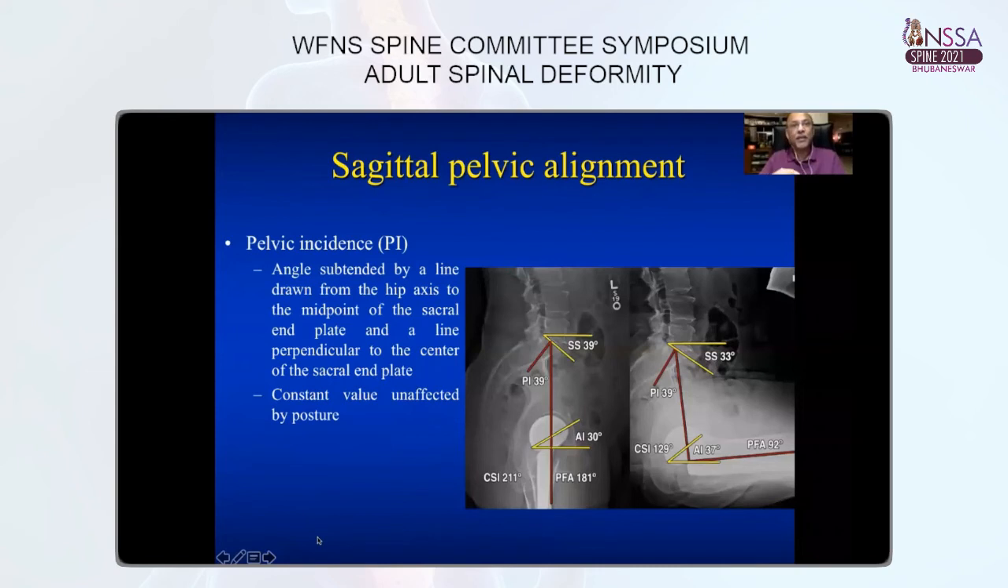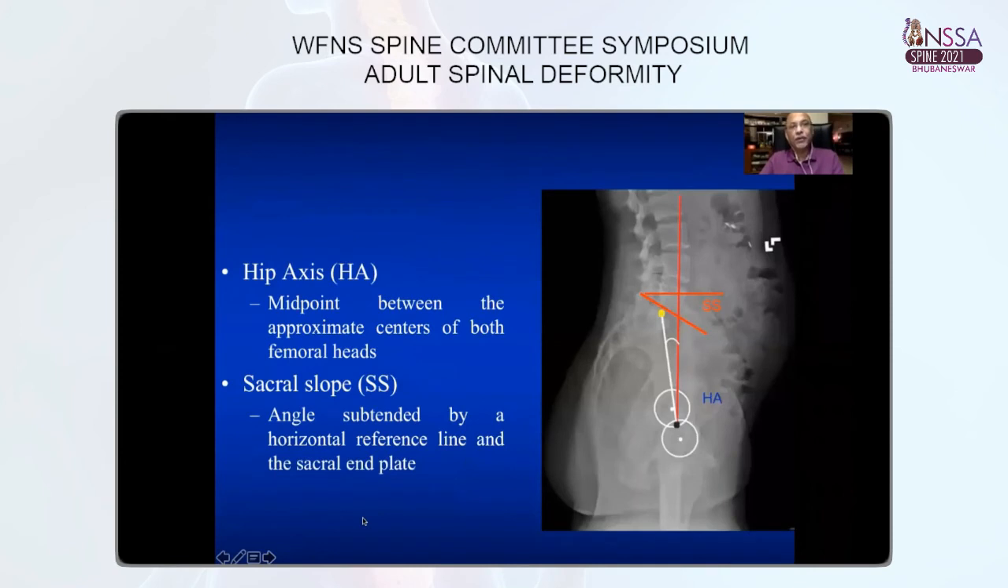What about sagittal pelvic alignment, pelvic incidence? We know that it's nearly uniform, and it's unaffected by posture. It's an angle that we can detect by a line drawn from the hip axis to the midpoint of the sacral end plate, and a line that is perpendicular to it. And as we said, obviously it is going to be uniform, although you can see that as the sacral slope changes or reduces, despite that it remains the same. And we know that the hip axis is calculated as a midpoint between the approximate centers of both hips, if they are aligned well.